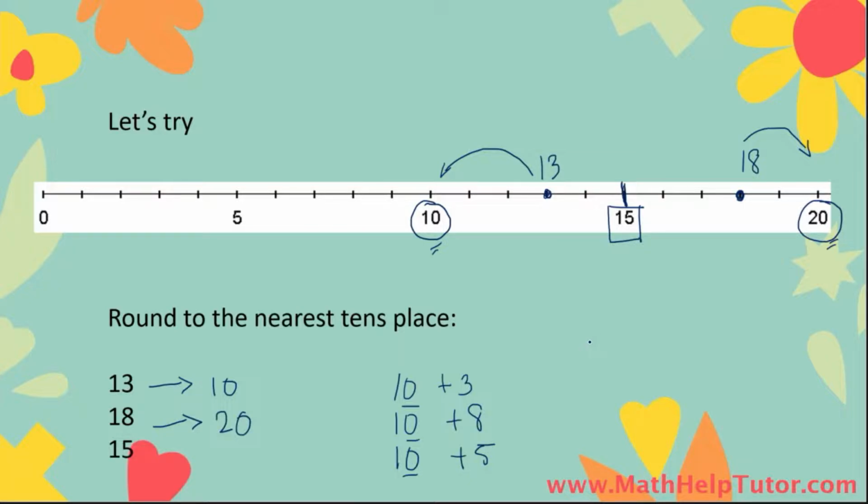Next, for the number 15. Since 15 is right on the middle of 10 and 20, then we know that 15 is nearer to 20 than it is to 10. So the answer to rounding 15 to the nearest tens place is 20.